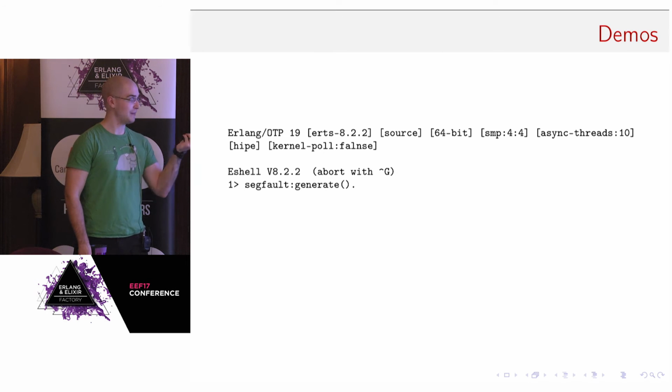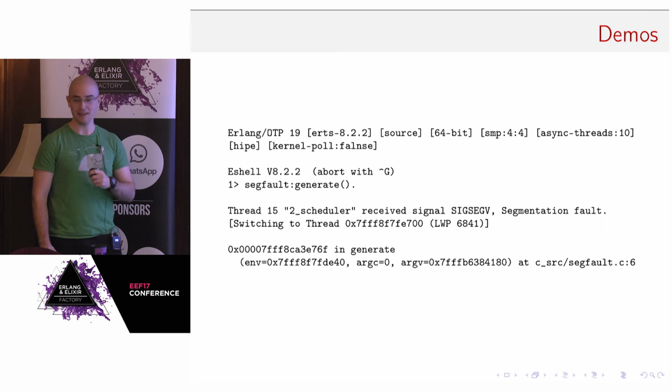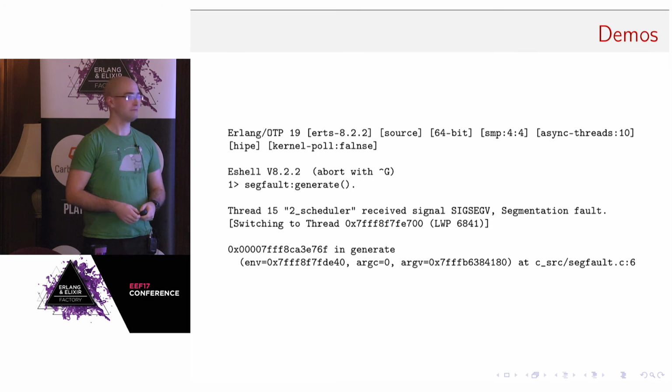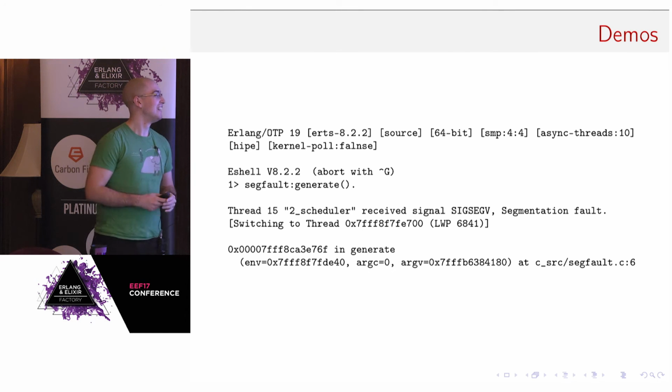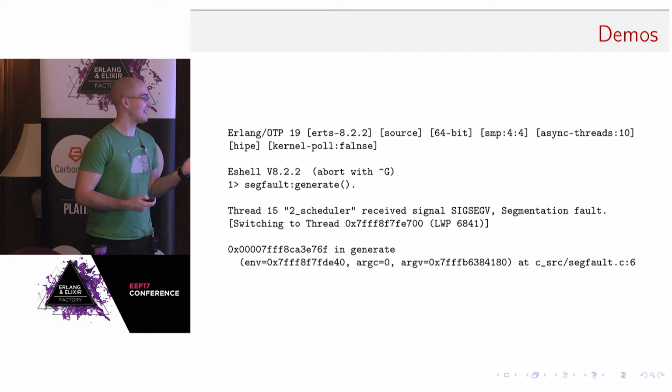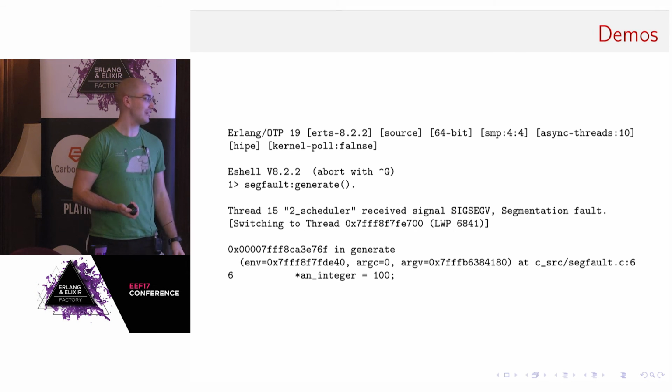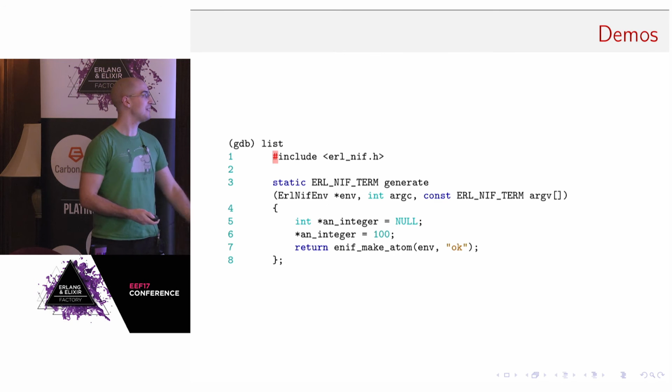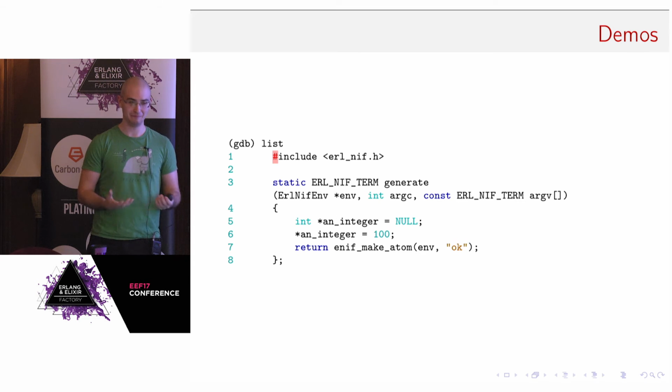We get our shell. I'm going to call my segfault generate again, and I'm going to get a segfault. But now GDB is telling me, hey, the operating system told you to shut down, and here is what you were running. So line 6, what is line 6? Oh, we're dereferencing some variable, and we're setting it to 100. Well, what is going on? What is the value of that variable? We'll type list, and it's null. Goodness, that's 2 lines to break the Erlang VM.